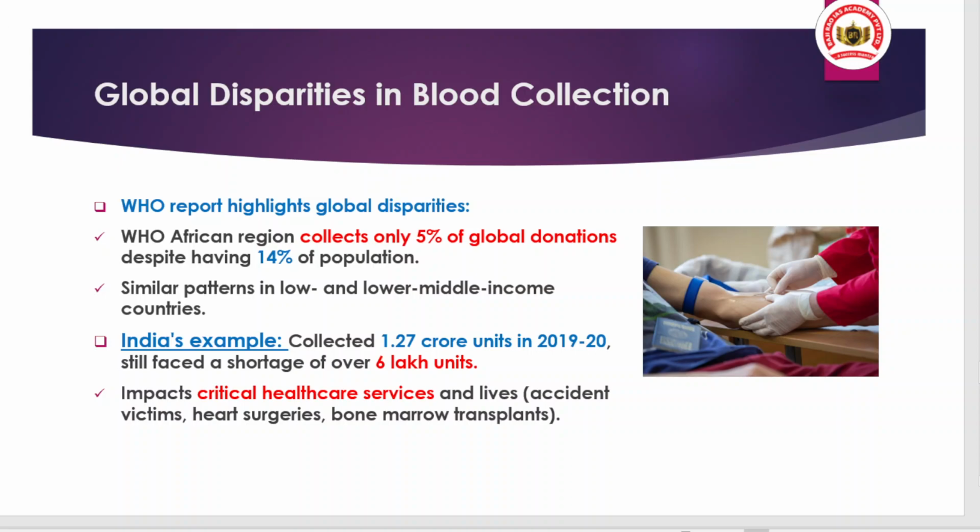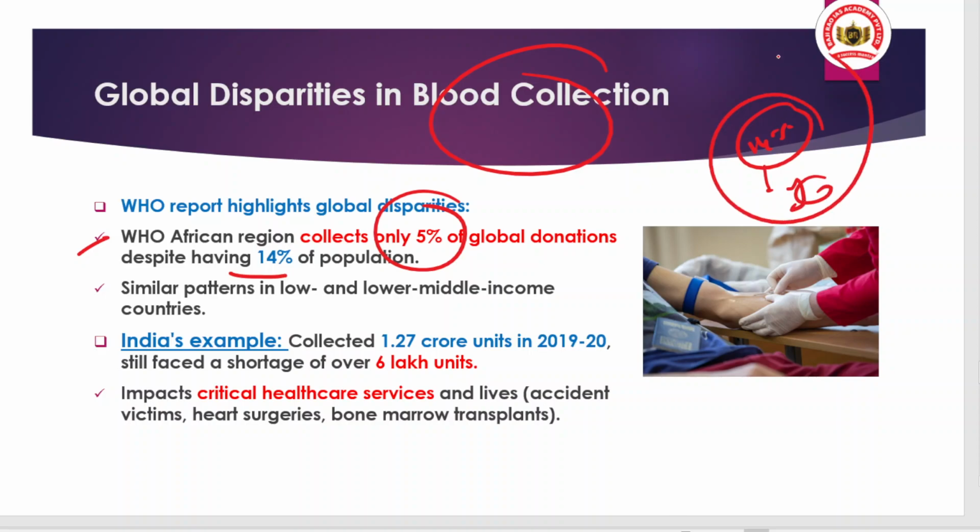And we have global disparities in blood collection. It can be highlighted from the WHO, World Health Organization, report that the African region collects just 5% of the global donations, despite this region consisting of 14% of the population. So 14% of the population, but just 5% of the blood donation, which highlights the global disparity. And it is not only in the case of African countries, this pattern gets reflected in low and lower middle income countries as well.